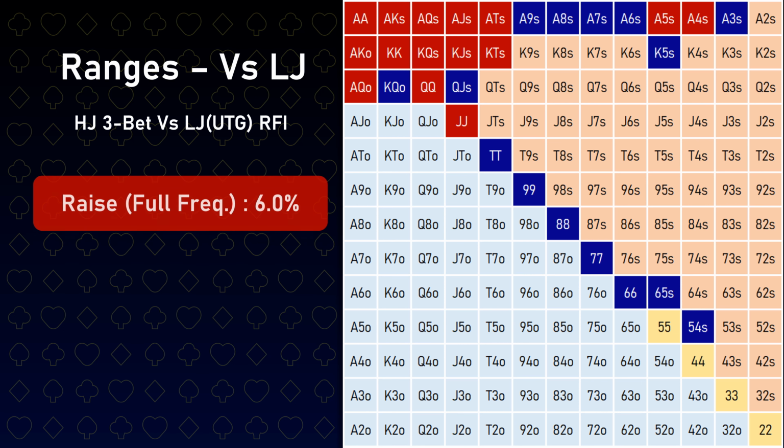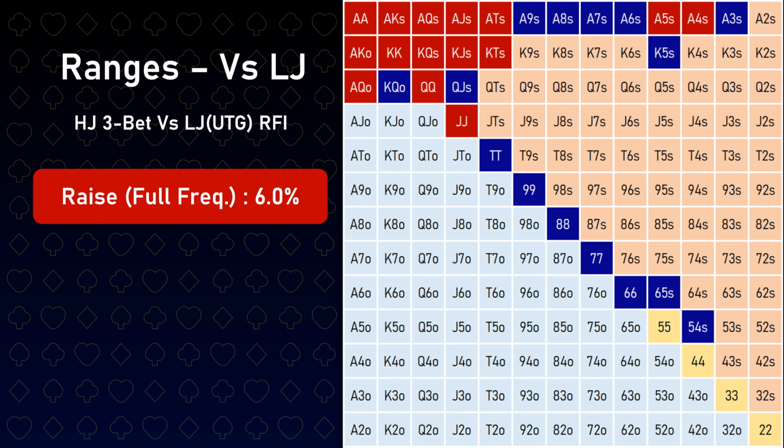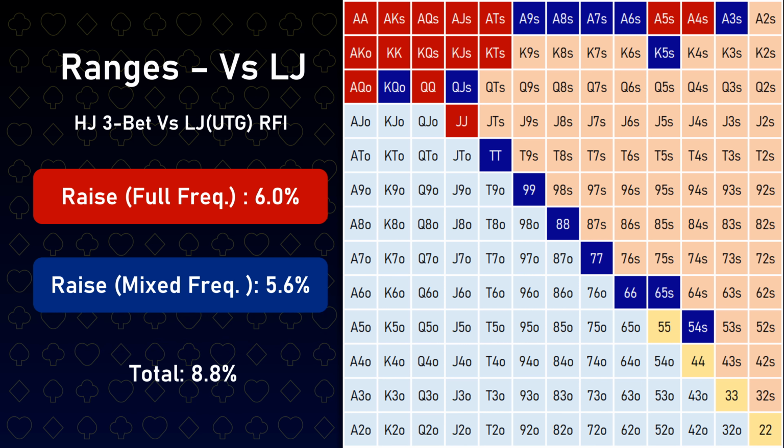Approximately 6.0% of hands are pure raises with another 5.6% of hands at a mixed frequency. Hands shown in red should be 3-bet with 100% frequency, which includes the premiums of jacks and above, as well as ace-king hands. Additionally, we should consider 3-betting ace-queens and some high suited aces and kings. To maintain balance, we want to include lower equity hands that have the potential to flop well, primarily consisting of low suited aces like ace-5 suited.